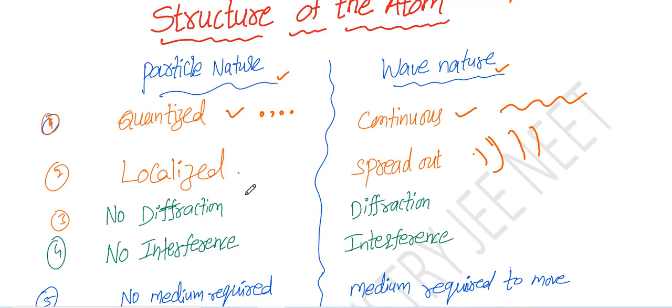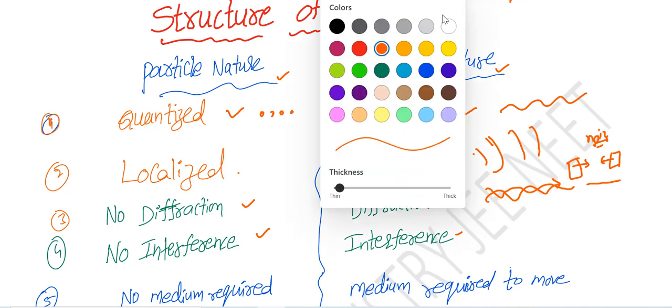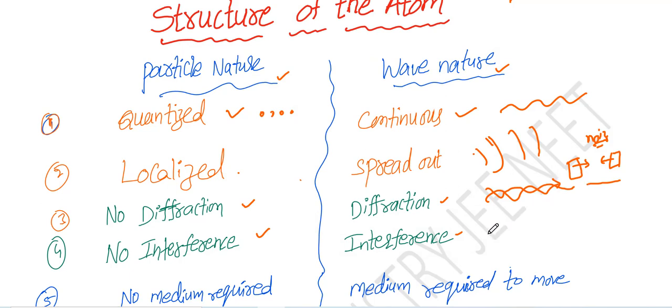Here, the particle nature could not explain diffraction and interference, but wave nature explained diffraction and interference. Interference means suppose one wave is like this and the other wave is in the opposite direction. If it is a trough and a crest, they will cancel and become a line. One example: two speakers, you keep one facing this side and another facing the other side. If both are in opposite directions, you will get only noise. There is no music. So this is the interference.